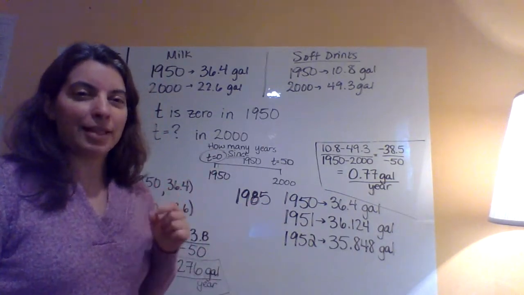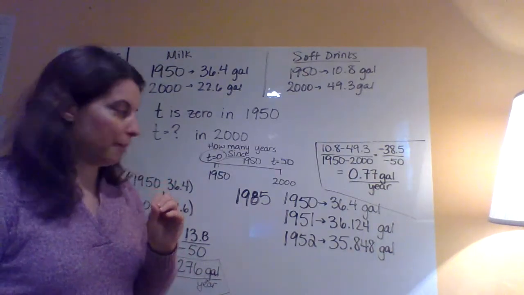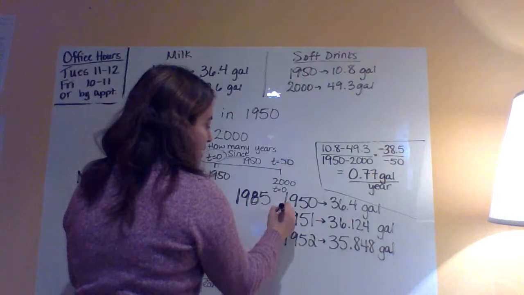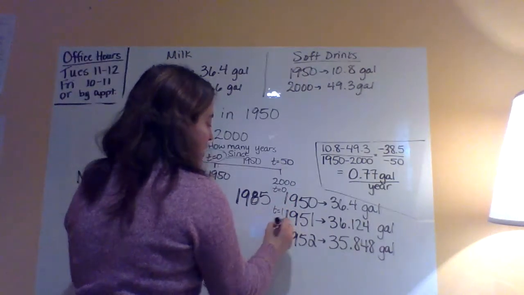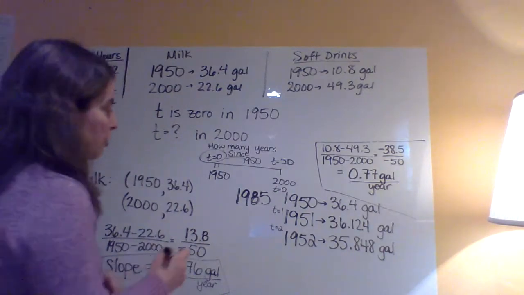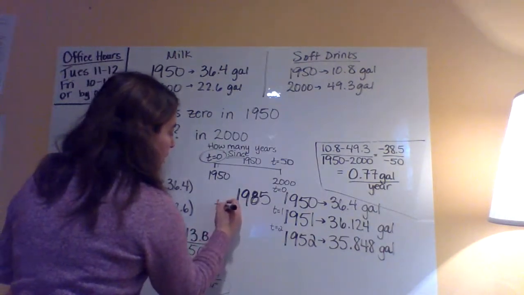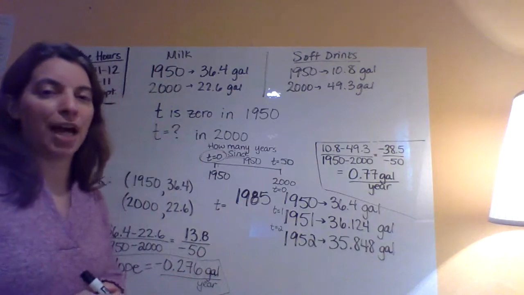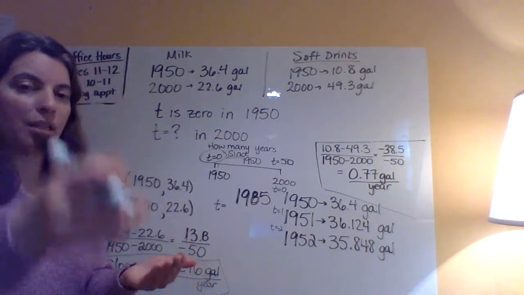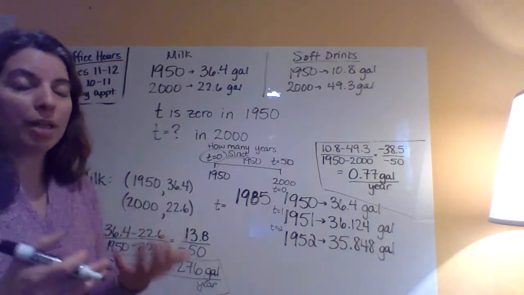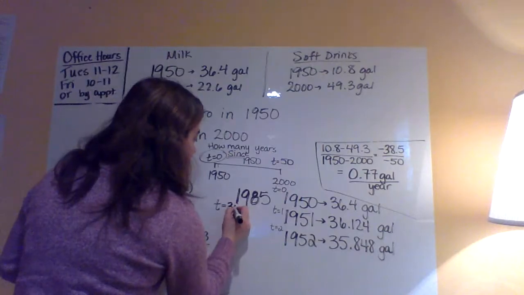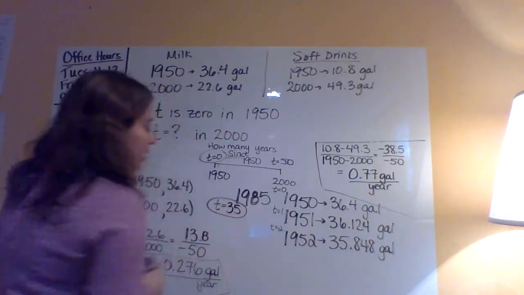So let's think about that t value for a minute. T is 0 here at 1950. T is 1 in 1951. T is 2 in 1952. So think about what t is going to be in 1985. How many years have come and gone from 1950 until 1985? One way to do that is just to subtract. And we would find out that here t is 35.